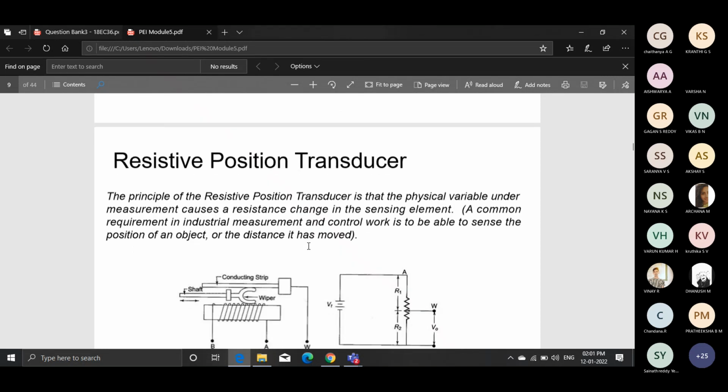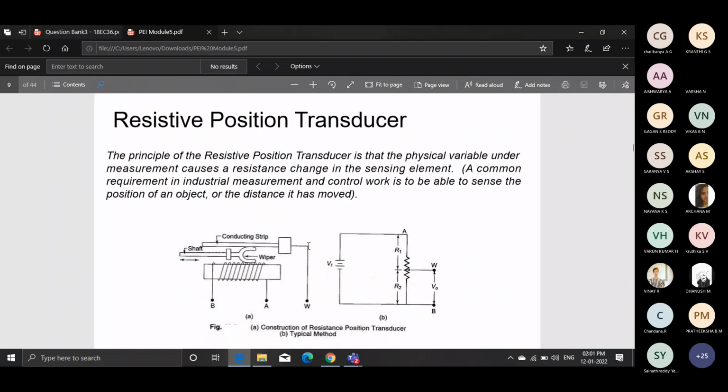Looking into the resistive transducer: the principle of the resistive position transducer is that the physical variable under measurement causes a resistance change in the sensing element. See here, we have a shaft, a wiper, a coil, conducting strips: the construction of a resistive position transducer, and how exactly we can measure. In the olden days we used to have a rheostat, what we now call a variable resistance box.